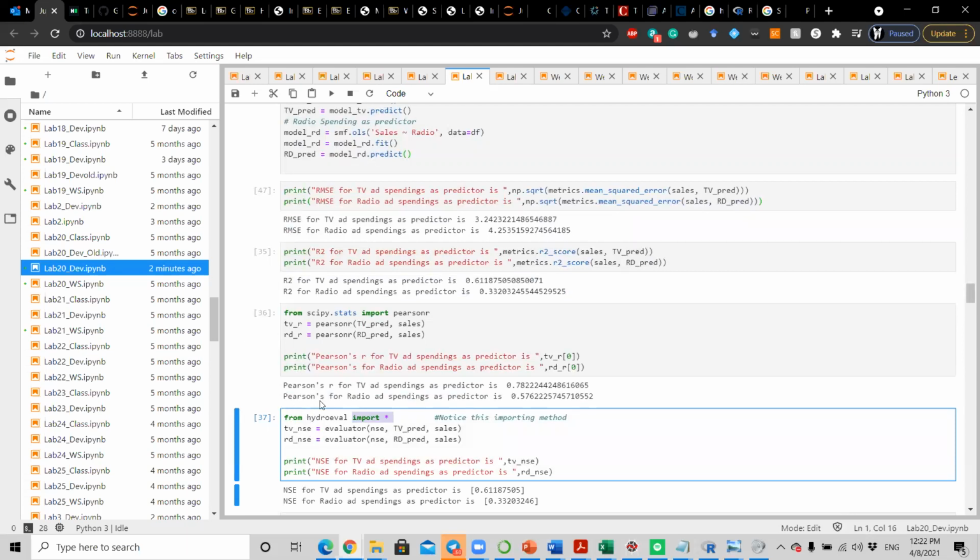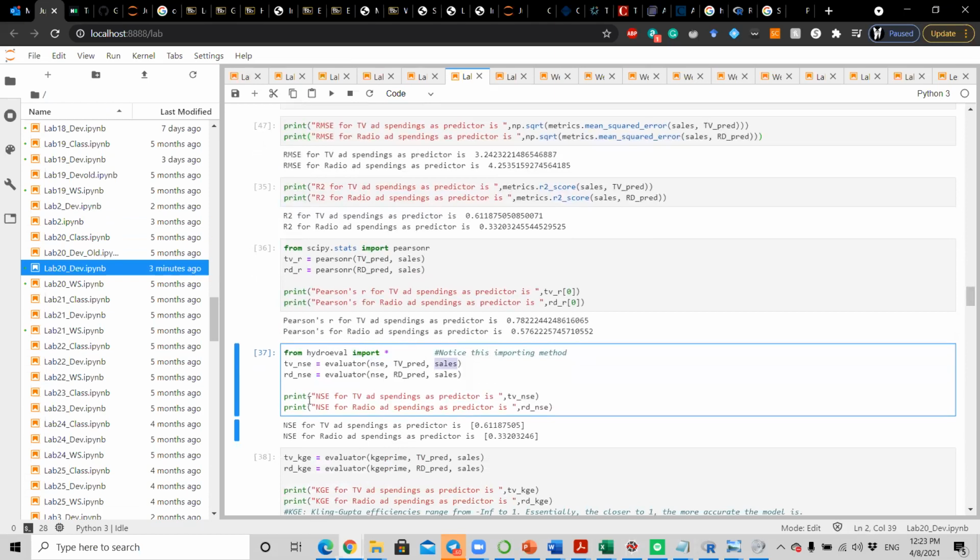When we say from a specific package, import this. The asterisk is a wild card, so it just imports everything. Exactly. Yes, thank you. So I'm importing everything in that package. I'm using the evaluator function, and the syntax is like this. NSE means that I want to calculate the Nash-Sutcliffe efficiency metric between the predictions of my first model and the sales, the actual observed values. And then the same thing for the second model, the radio model.